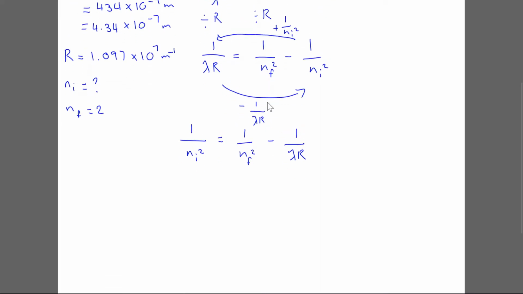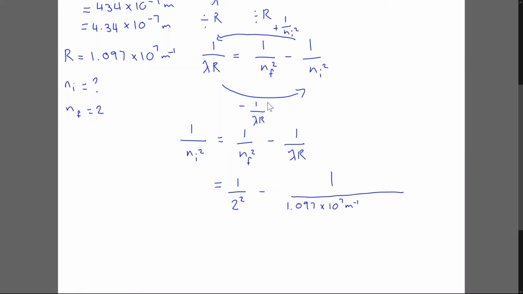So I'm interested in finding 1 over ni squared. I start substituting my numbers. nf equals 2, so I get 1 over 2 squared. And I get 1 over lambda R, which I will write out like this. So that's 1.097 times 10 to the 7 inverse meters times 4.34 times 10 to the minus 7 meters. You don't really need to write your units in there, but I like to sometimes. And we can see that those units will cancel, so that's good. And that'll give me 1 over 4 minus that.